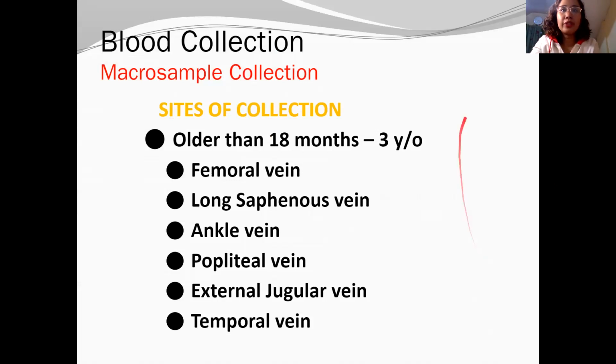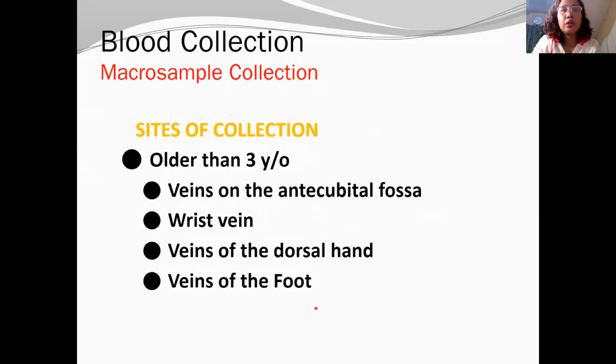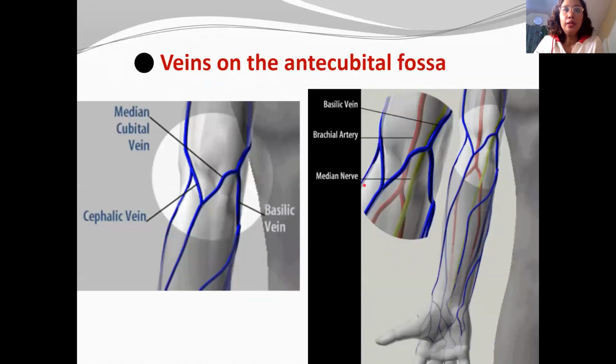Sites of collection if 18 months to 3 years old: femoral vein, saphenous vein at the ankle, popliteal vein behind the knee, if I'm not mistaken, external jugular vein and temporal vein. For 3 years old and above, you could now extract from the antecubital fossa vein, and the dorsal of the hand and foot. I'm hoping you have memorized this.